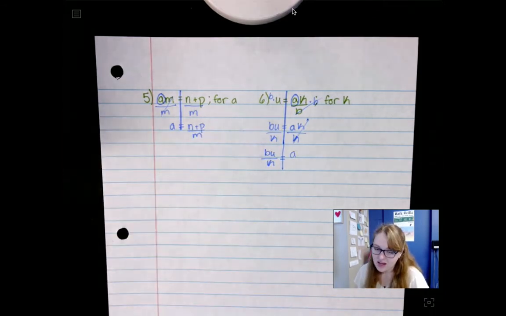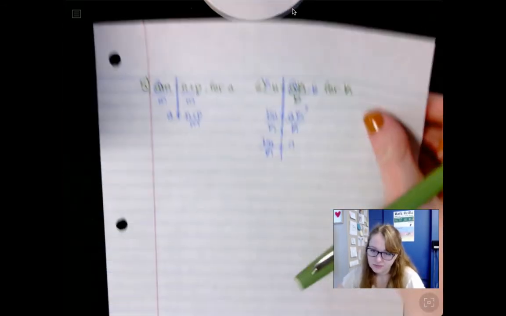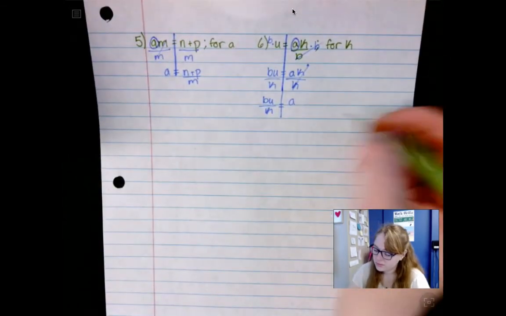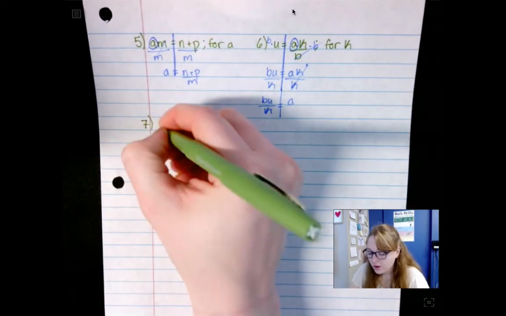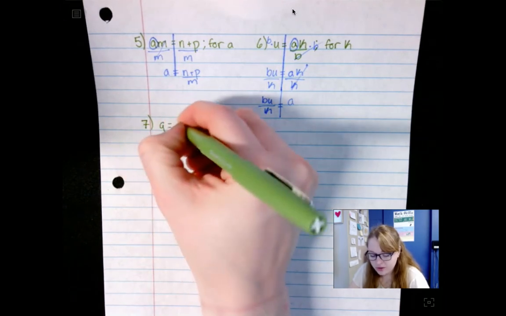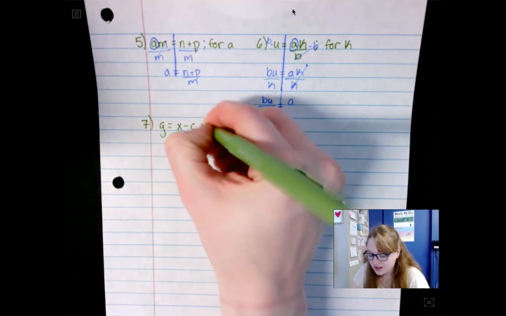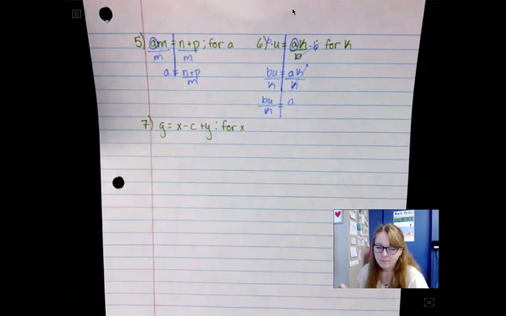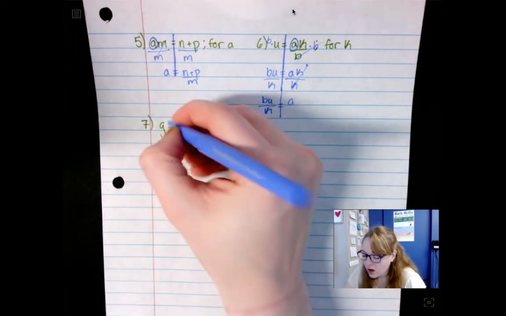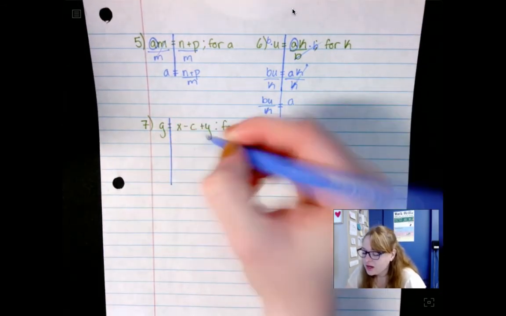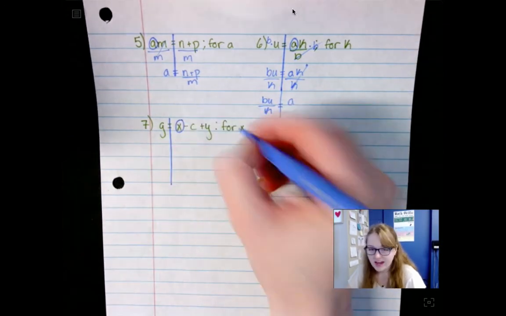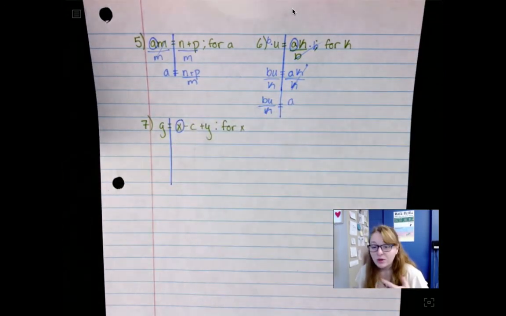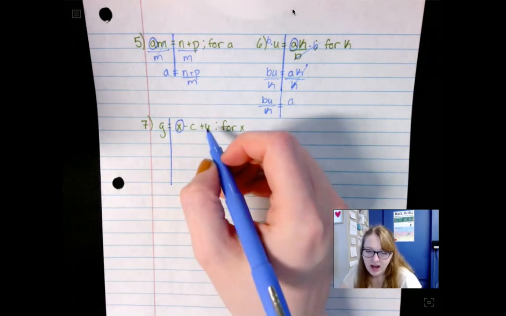Number 7. We have G is equal to X minus C plus Y; solve for X. All right, so we have more than one step here. We're going to draw a line through our equal sign. We're going to circle the variable we want, that X. And then we're going to take a look. What are we doing to that X? We're doing 2 things. We are subtracting the C and we are adding the Y.